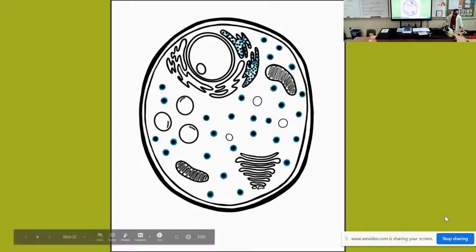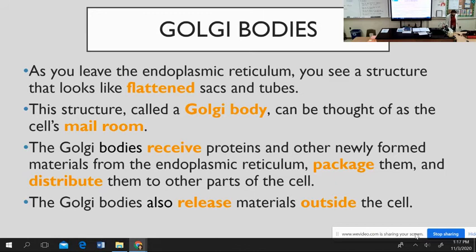Okay, so our next one is Golgi bodies, and this is going to be close to the endoplasmic reticulum, but as you leave that passageway, you're going to see these flattened tubes and sometimes little sac areas as well. But this is what you could think of as the cell's mail room. It's where it packages things and sends them out to other locations.